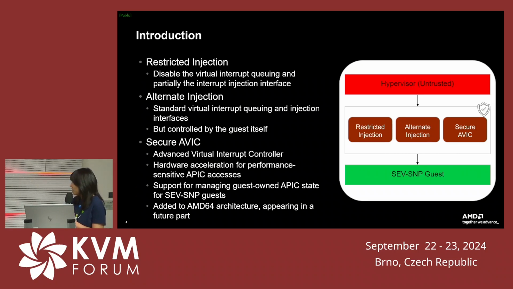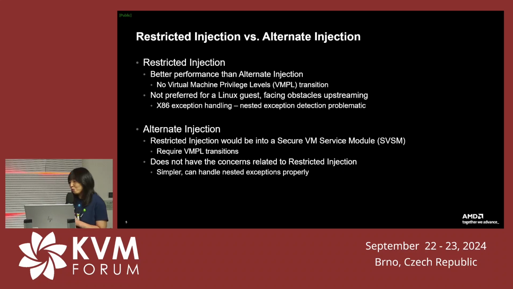Among those three protection solutions, restricted injection and alternate injection are already supported in the current hardware. The secure APIC will come in a future part. Before we move forward, let's take a look at the difference between restricted injection and alternate injection. Restricted injection has better performance than alternate injection. The reason is there's no virtual machine privilege level transition.